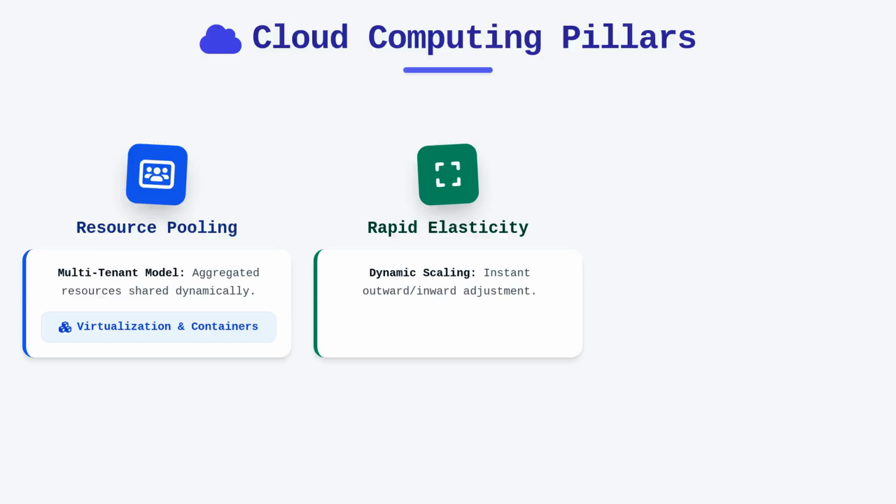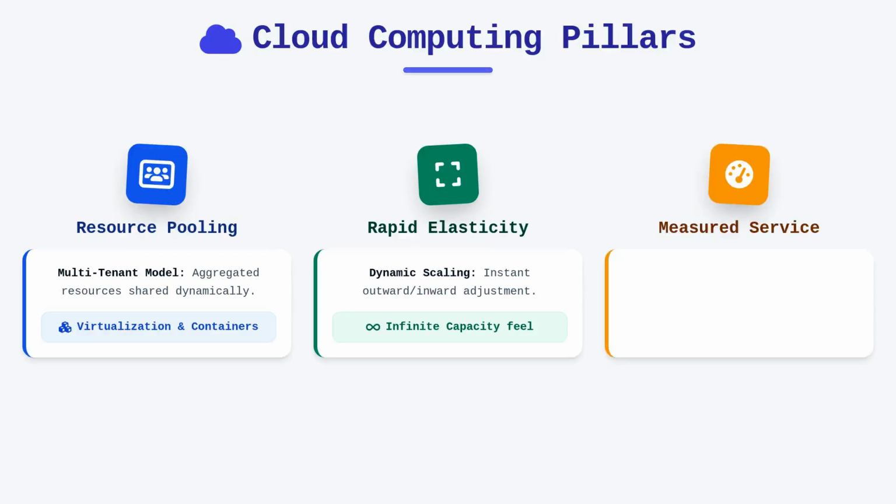From an observer's perspective, these capabilities often appear to be infinite and can be purchased in any quantity at any time. This stands in stark contrast to static capacity planning, where you had to provision for peak load regardless of actual utilization. The final characteristic is measured service, which ensures that cloud systems automatically control and optimize resource use by leveraging a metering capability.